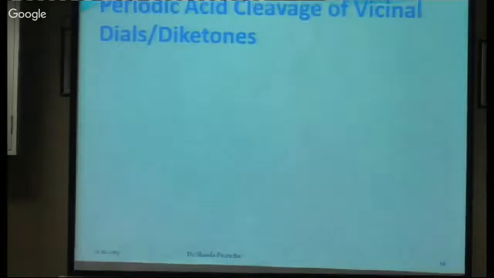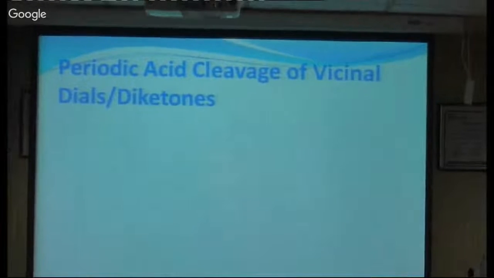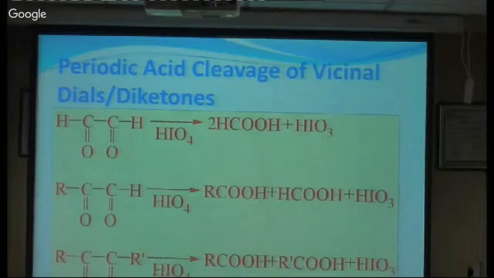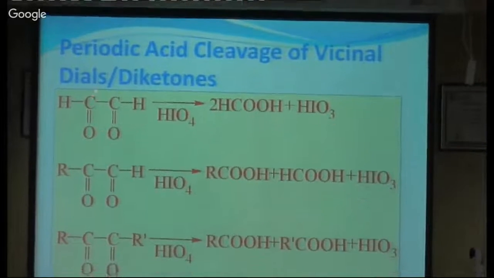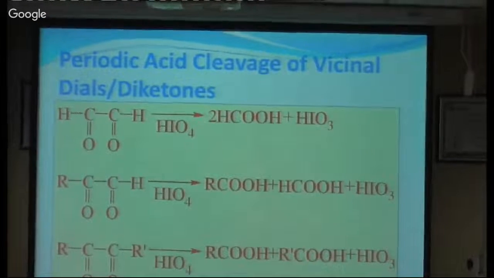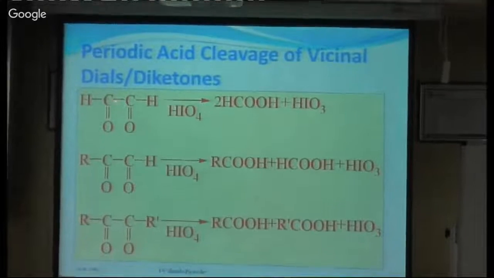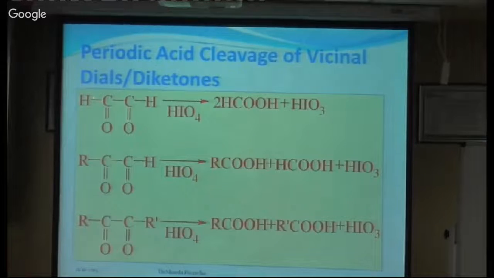Okay. The next is the periodic acid cleavage. If you have 1,2-diketones or 1,2-dialdehyde, that means you have a carbonyl group residing on the adjacent carbons. These compounds can be oxidized by periodic acid. And what will happen? You will have a cleavage taking place across this bond. Okay? And again, you get carboxylic acid having fewer number of carbon.